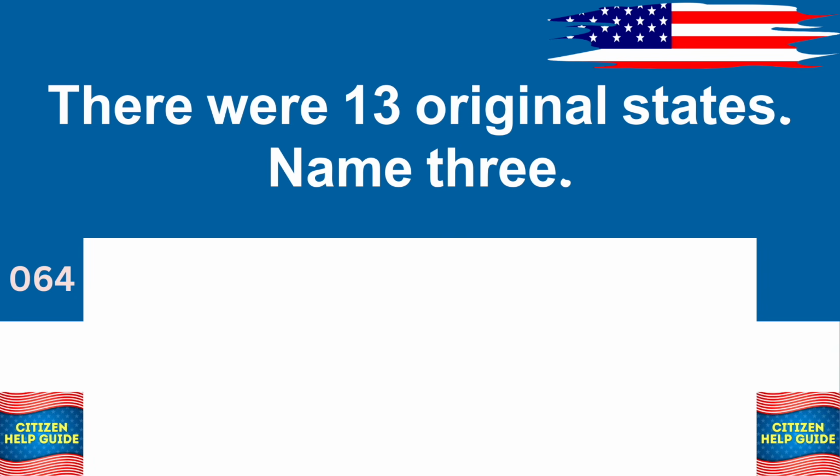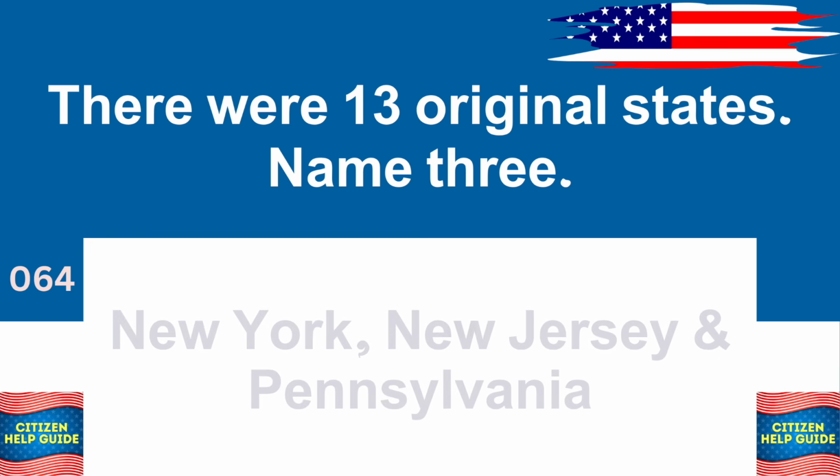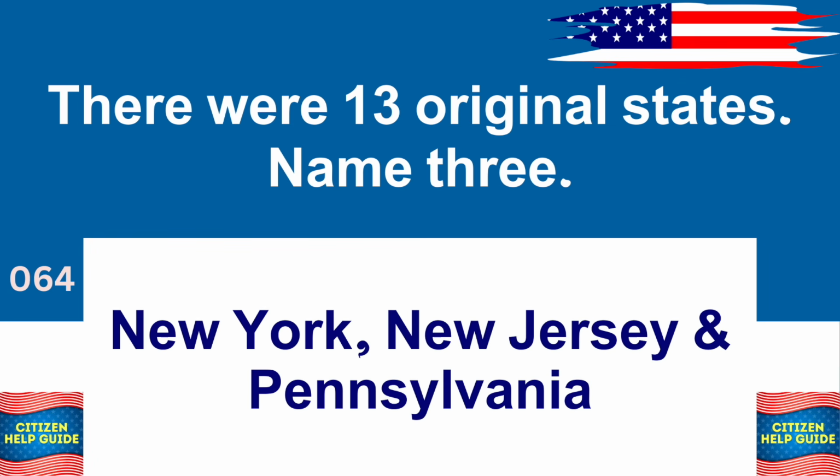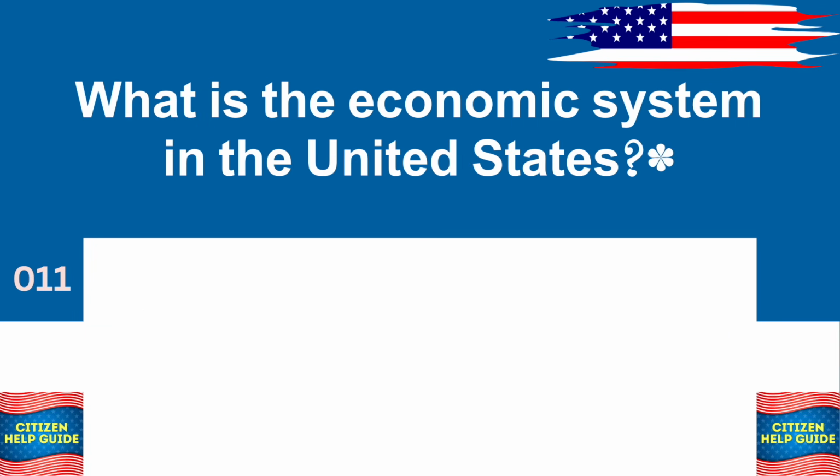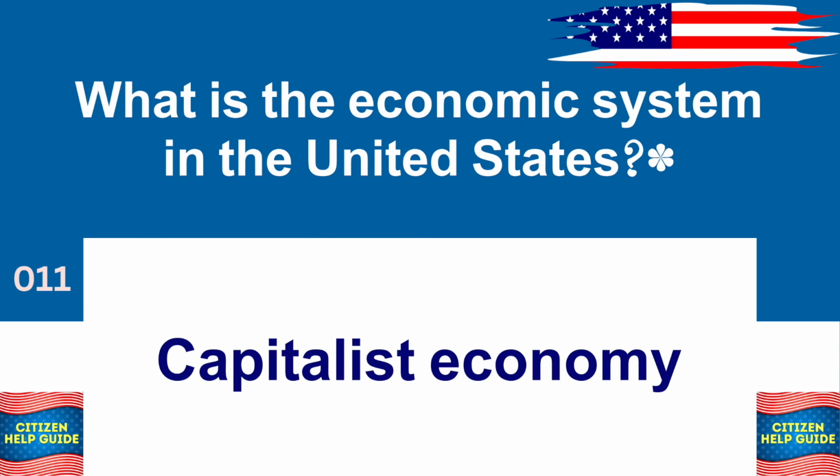There were 13 original states. Name 3. New York, New Jersey, and Pennsylvania. What is the economic system in the United States? Market economy.